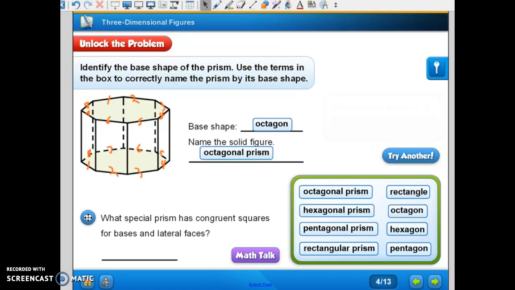What special prism has congruent squares for bases and lateral faces? Remember, a square is a rectangle. What special prism? It's not listed over there. A cube.